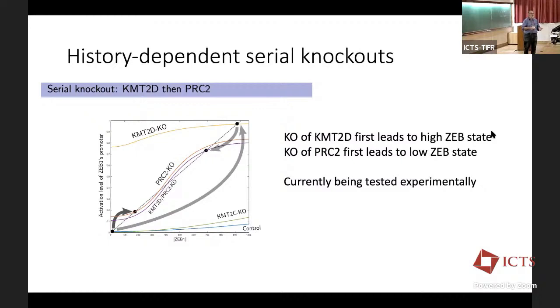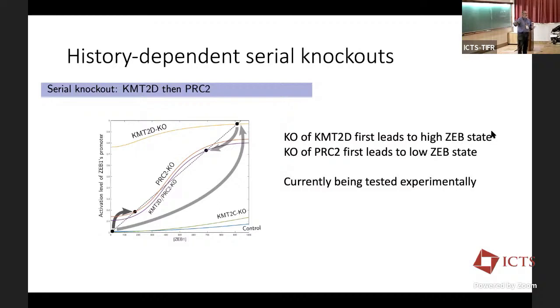So the prediction you can make, and this is currently being tested, is that if you do serial knockouts, if you knock out both the activator and the inhibitor, but you knock them out in different orders, you actually go to different states of this combined model. In one case, you knock out something, you start out with some value of Zeb, then you knock out the other one, and you can change the value of Zeb that you go to because you can be moving a different way through these now more complicated states. So this still needs to be worked out in detail.